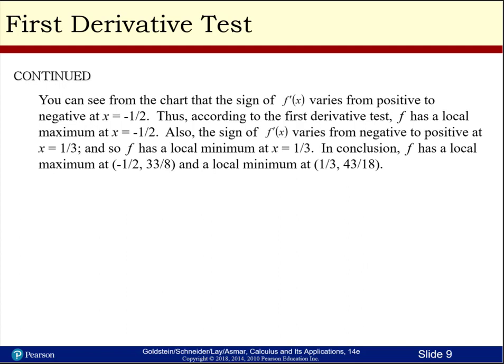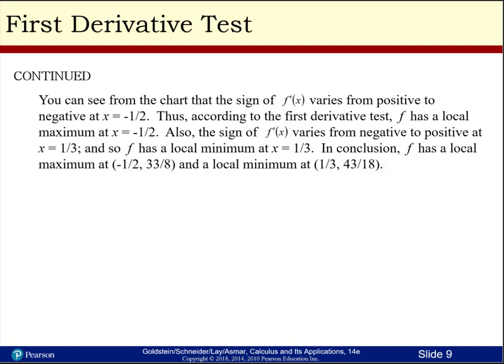You can see from the chart that the sign of f prime varies from positive to negative at x equals negative 1/2. Thus, according to the first derivative test, f has a local maximum at x equals negative 1/2. Also, the sign of f prime varies from negative to positive at 1/3. So f has a local minimum at x equals 1/3.